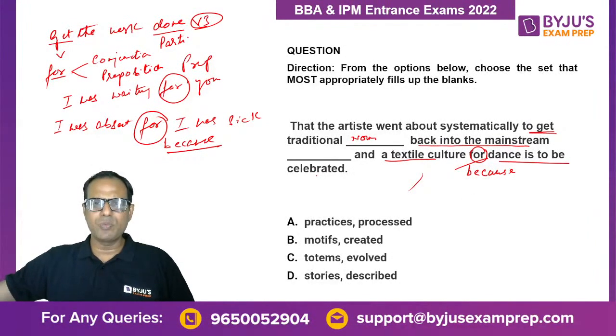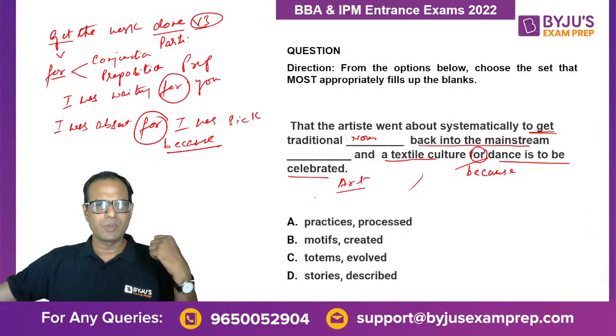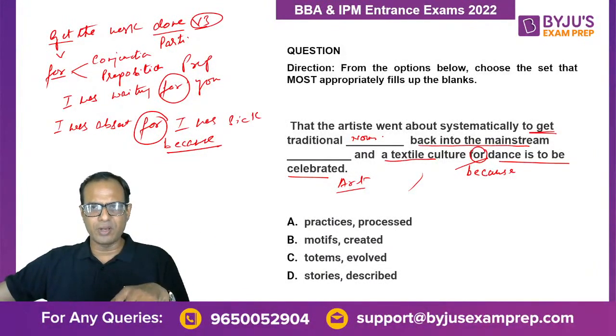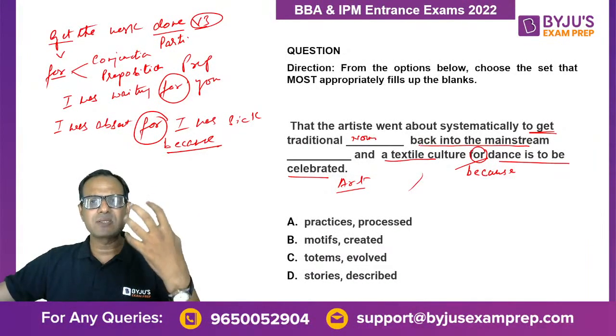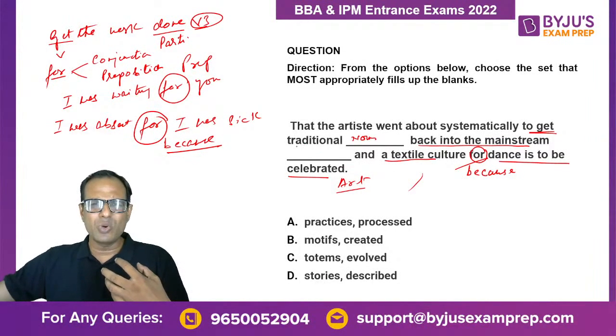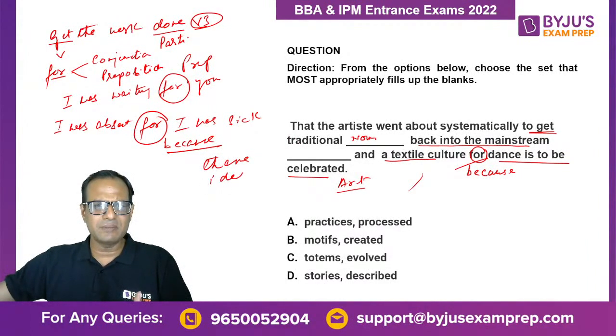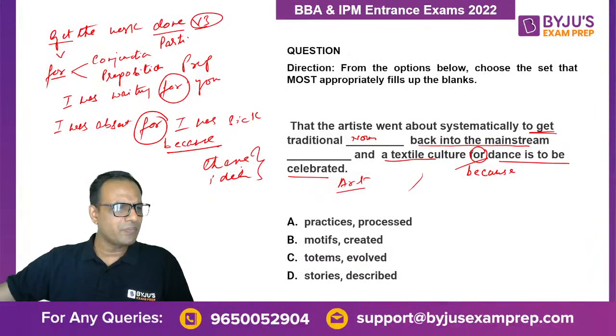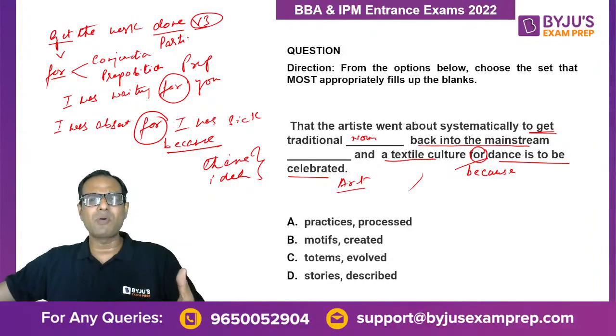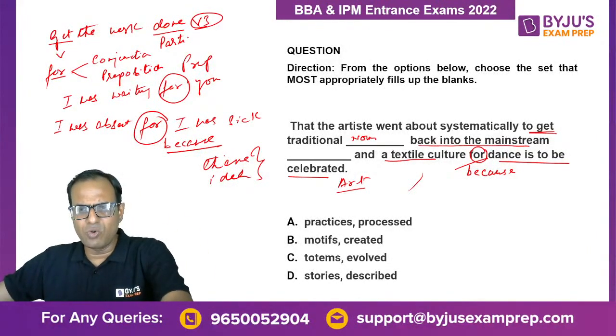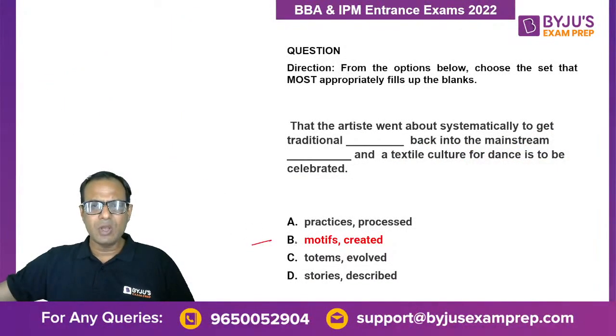For dance is to be celebrated. Now you're talking about something which is a piece of art. So you need a noun over here, okay, to get traditional dash back into mainstream. You're thinking of bringing back something into the art. So don't you think you are actually referring to something as a theme or an idea? Yes. So talking about an artistic work, the option over here should be B, motifs created.